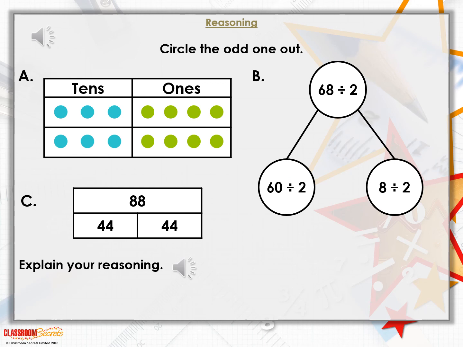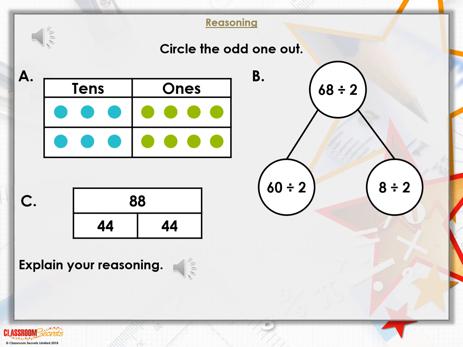Now we're going to have a go at a reasoning question. So this is applying everything that we've just learnt. So if we have a look, we've got A, B and C, and we've got to find out which one is the odd one out. So I'm going to look at each one first.